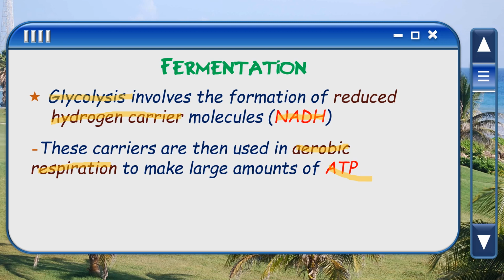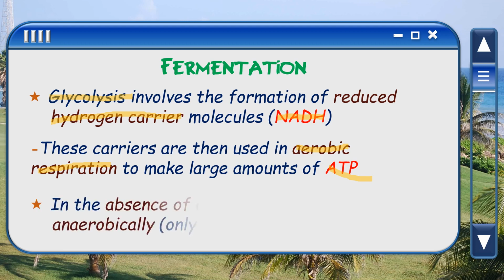Now, when NADH is produced during glycolysis, it will be carried to aerobic respiration. In aerobic respiration, that means that we need the use of oxygen. So they will be transported from the cytoplasm to the mitochondria, where we shall now use oxygen, and then we shall produce a lot of ATP.